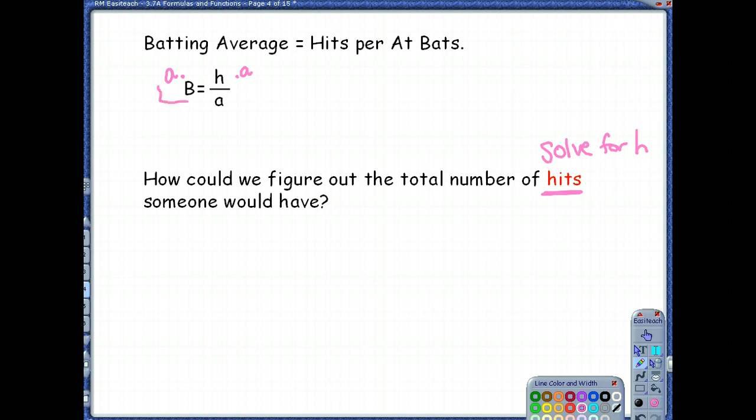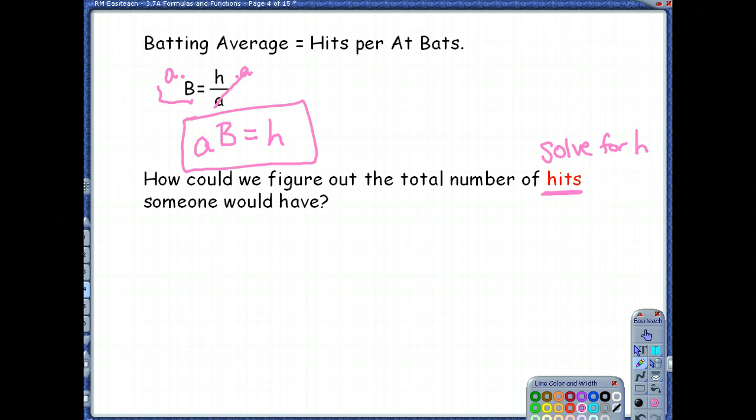So on this side, a times b, we can just call it ab. But over here, notice that my a's are going to cancel out. So that's just equal to h. Well, notice that my h is now by itself. So your hits will equal your number of at-bats times your batting average. And that's how we could solve to figure out the number of hits that somebody has.